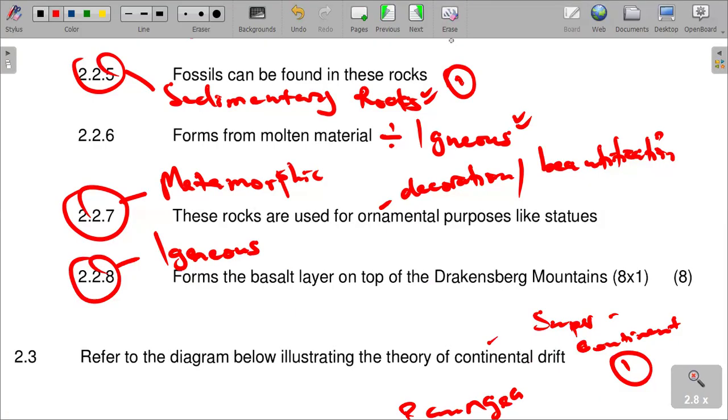2.2.7, these rocks are used for ornamental purposes like statues. When we want to decorate, when we want to do beautification, we use metamorphic rocks. And then 2.2.8 forms the basaltic layer on the top of the Drakensberg Mountains. The Drakensberg Mountains are formed from igneous rocks, which form the basalt layers or basalt rocks there. So that is one thing that I want you to take note of.